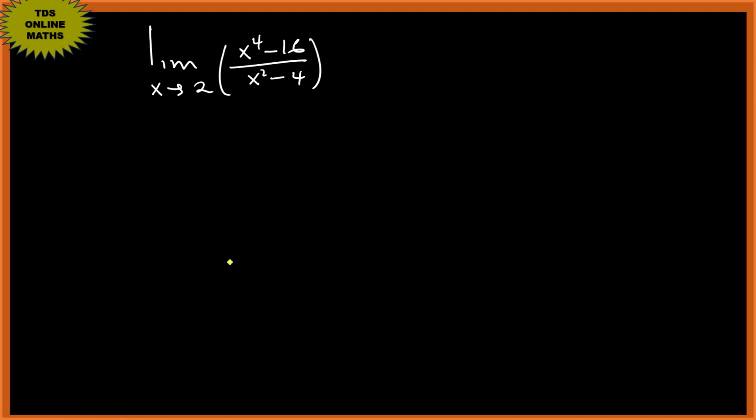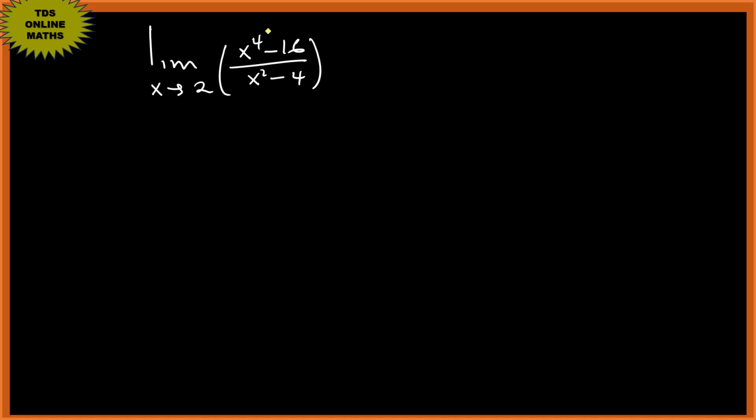All right, let's evaluate this limit together. Okay, so we are given the limit of a function as x approaches 2. So we have x to the power 4 minus 16 on x squared minus 4. Once we plug in the limiting value, this one will turn to 0 on 0, undefined. So we need to reduce this expression. But how do we do it?